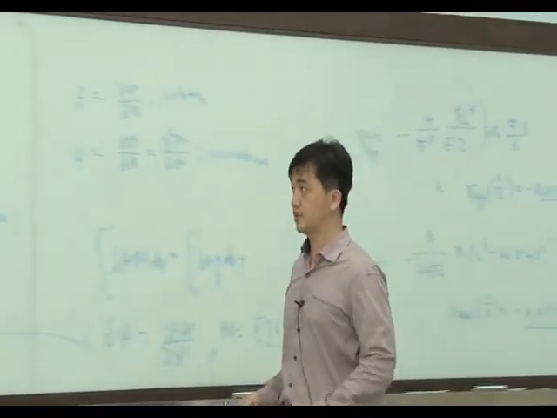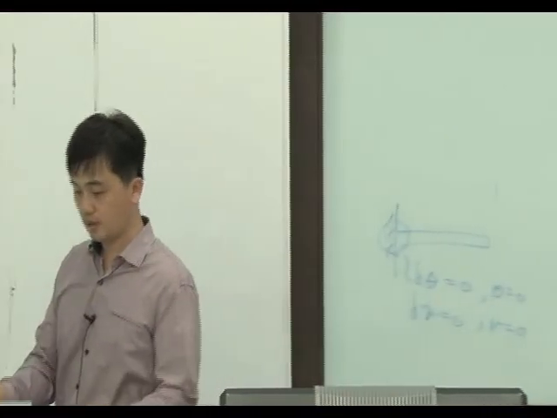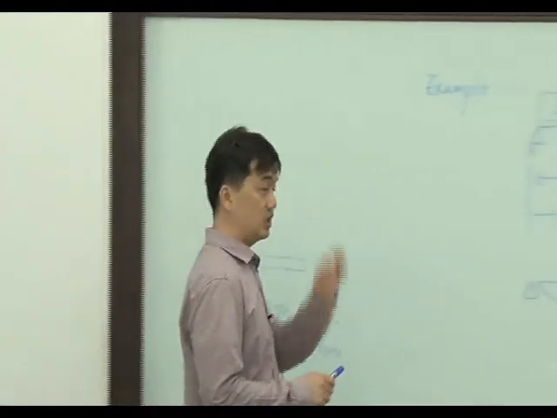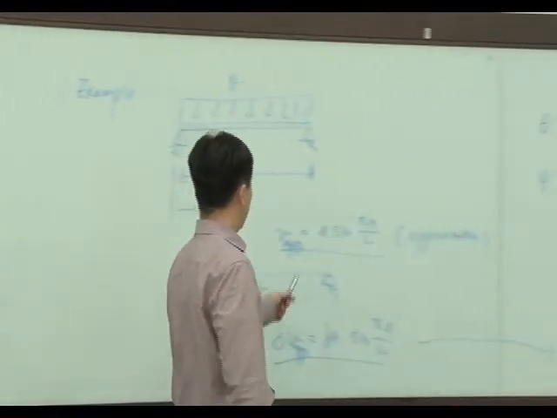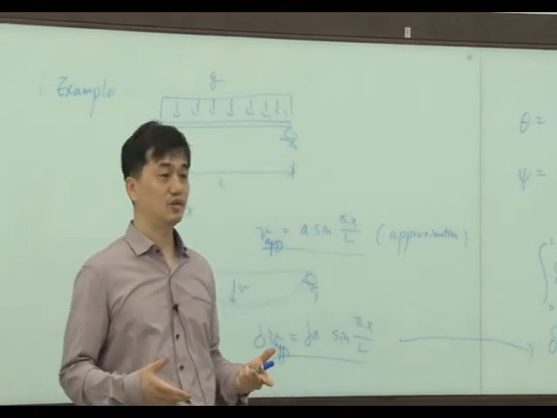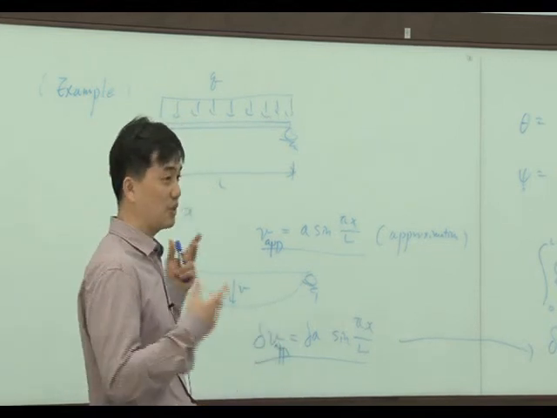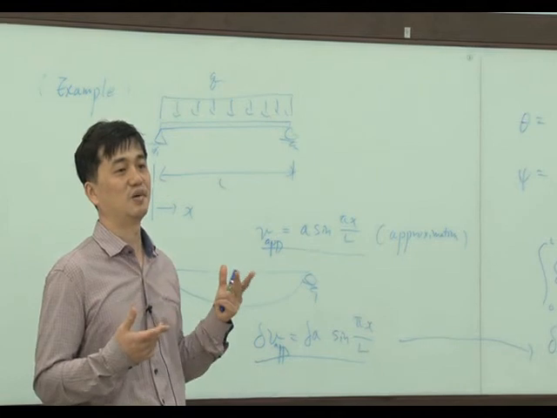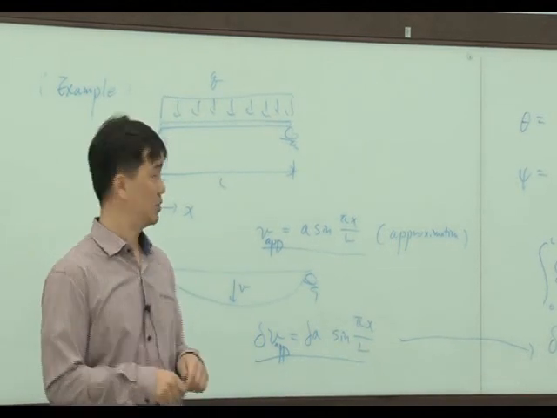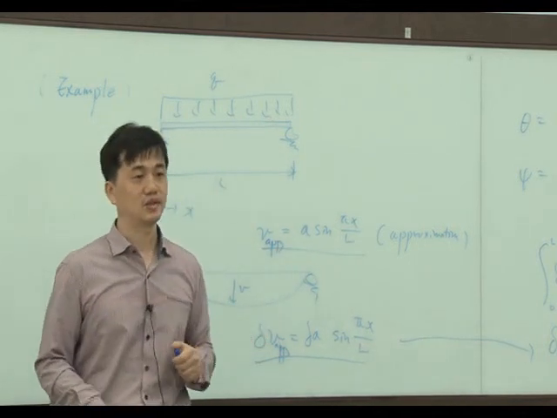So here the point is that we can use the principle of virtual work to approximate the solution. The key is the function. If we use a very nice function, we can have a very nice result. If we use a very bad function, we can have a very bad result, right? So the solution of the approximation depends on how we assume the displacement pattern.